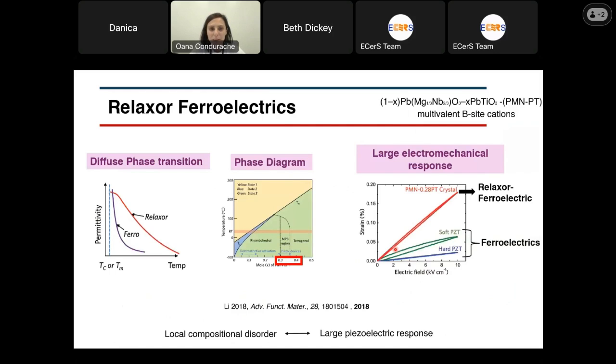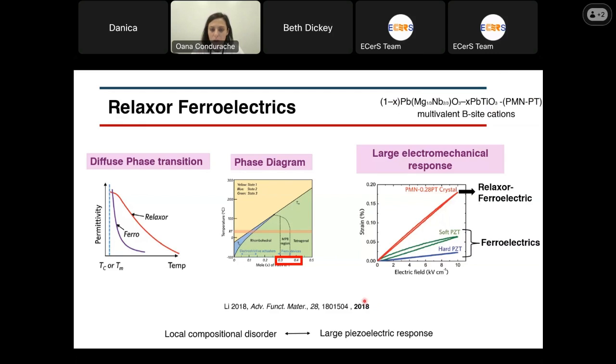I will start with relaxer ferroelectrics. I don't know much about relaxer ferroelectrics as I just started working with them, but I'm learning. I think it's a very good example where it's important to know the local polar environment in order to understand the functional properties. Such materials are slightly different from ferroelectrics. For instance, they have a more diffuse phase transition, and I'll refer to the prototype of relaxer ferroelectrics, which is lead magnesium niobate, lead titanate.